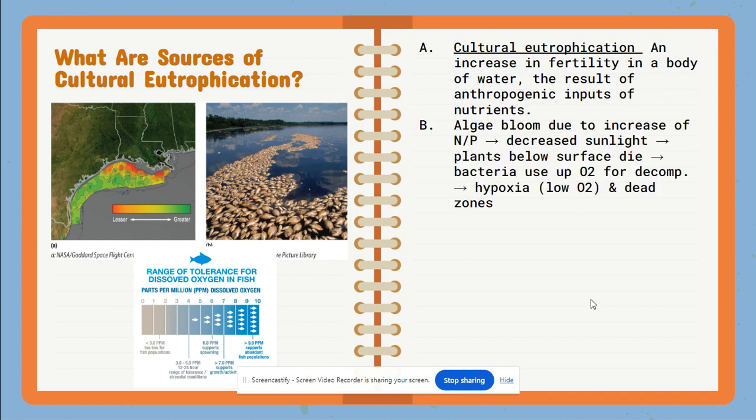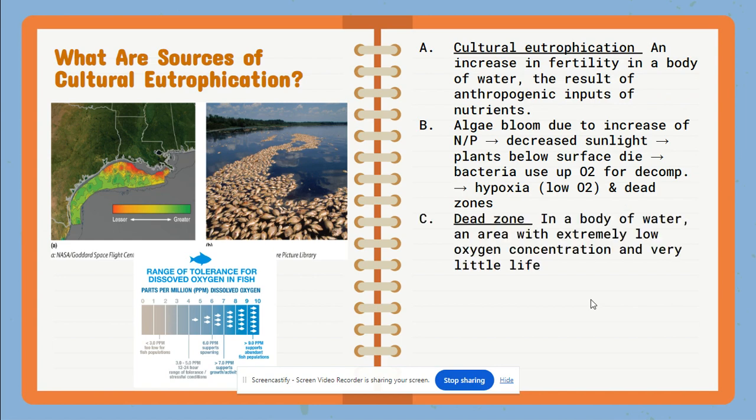We can see the same things take place, right? Our algae bloom, decreased sunlight, right? Bacteria use up the oxygen. And when they wind up using so much of that oxygen that now it's tremendously low, we can now call that body of water a hypoxic zone, right? So that is low O2 or even a dead zone, since really no organisms are going to be able to survive in that area.